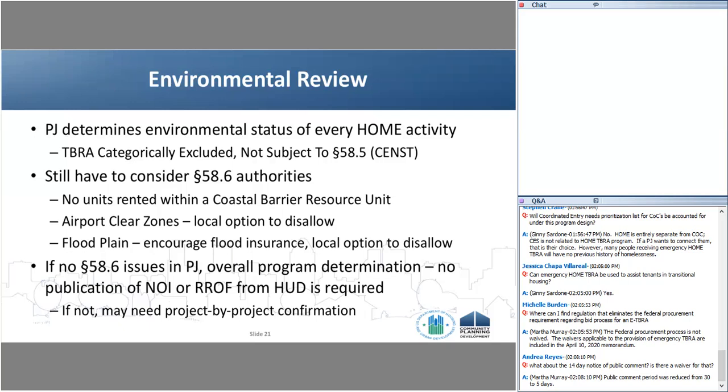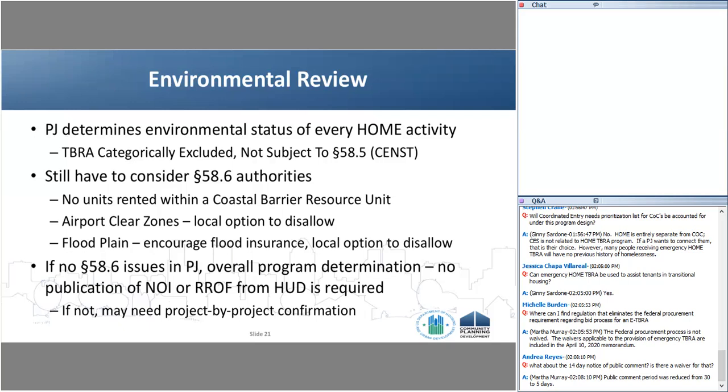TBRA is classified as a categorically excluded activity that is not subject to the authorities listed in Section 58.5, the abbreviation being CENST, for those of you that deal with this all the time. And for those of you that work with environmental regularly, you know this isn't really that big of a deal. It's one step away from actually being exempt altogether from environmental review. That means there are really only 3 issues. Those are found in Section 58.6, it's 24 CFR 58.6, that need to be considered.